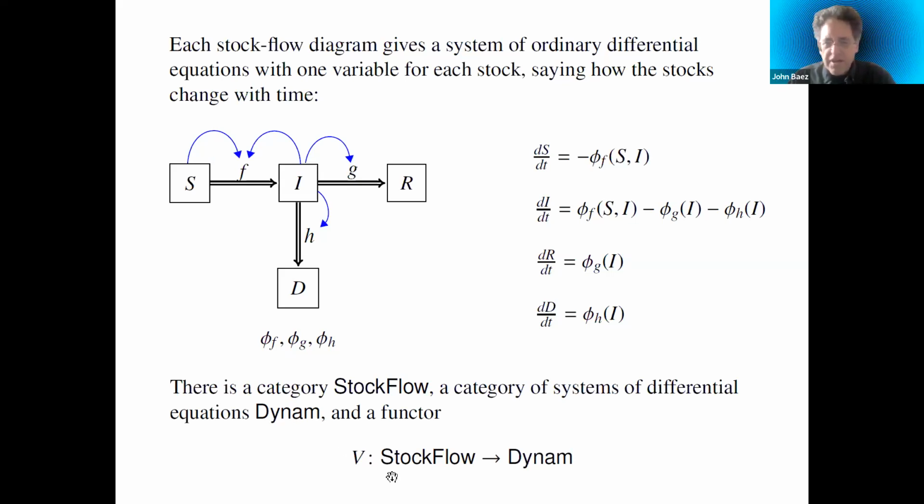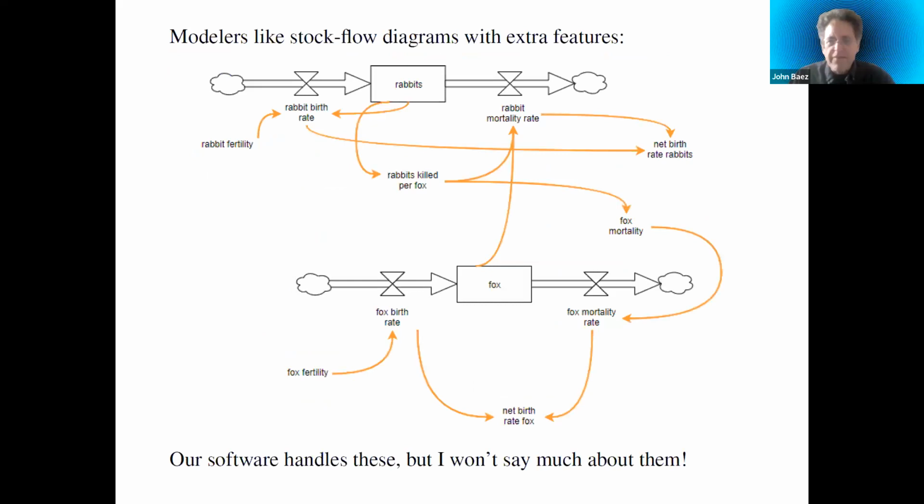And a functor from stock flow diagrams to dynamical systems, which is illustrated here on objects in this example. Now, modelers, I have to admit, like stock flow diagrams with extra bells and whistles. They like these variables. It helps you keep track of what's going on. They also like these clouds.